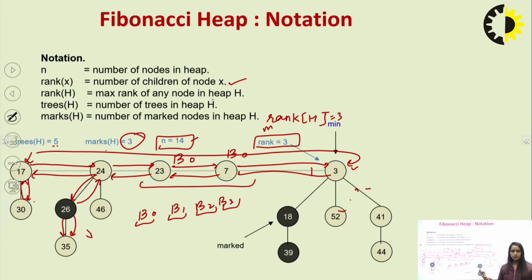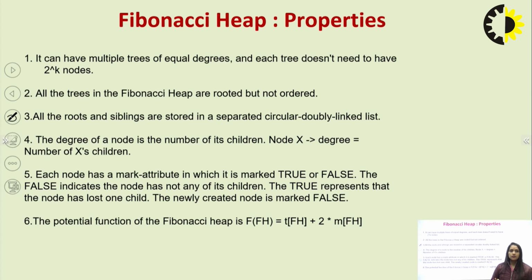Fine. See, next is the degree of a node is the number of its children. As I said, rank is equivalent to degree. If you can find out the rank, then it is equivalent to the degree. So for any node x, the degree is equal to the number of x's children. Okay, I just explained this point.